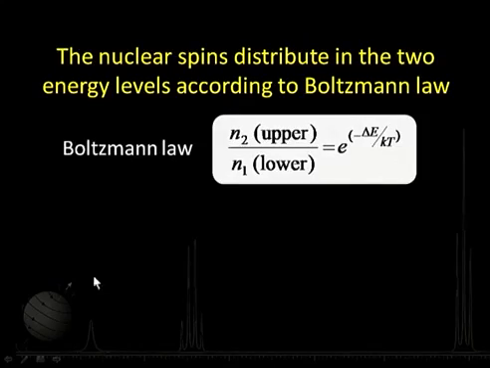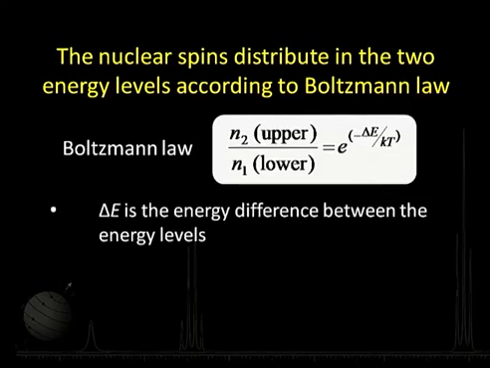But before we come to that, let us take up one more issue here. We have two energy levels, and a collection of nuclear spins. These spins will be distributed amongst these energy levels according to the Boltzmann law, that we all know of. Accordingly, from the Boltzmann law, N2 by N1, where N2 is the population of the upper level and N1 that of the lower level, is equal to e raised to the power minus delta E by kT, where delta E is the difference in energy levels, k is the Boltzmann constant, and T is the absolute temperature.